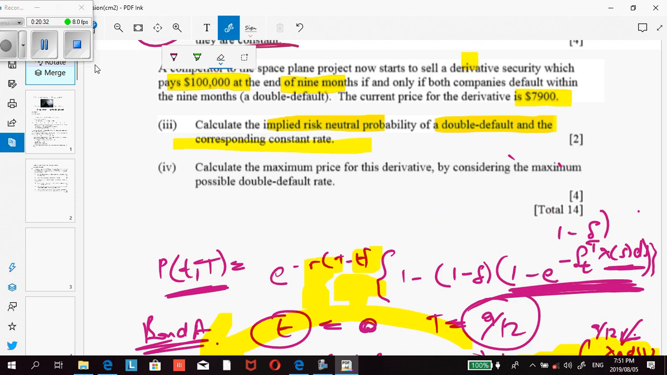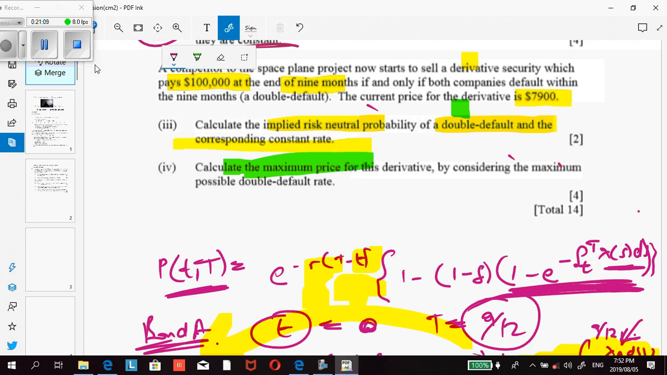Now, our last question here requires a little bit of consideration, because now they're saying calculate the maximum price for this derivative by considering the maximum possible double default. Now, the key word here, we're looking for the maximum price for this derivative by considering the maximum possible default. The important thing to notice here is that a double default will happen when both companies default.